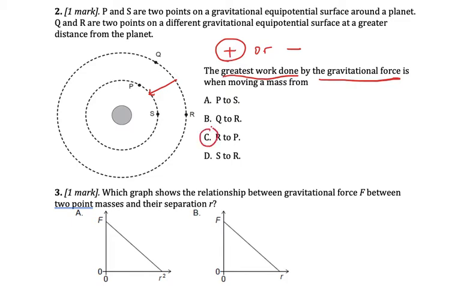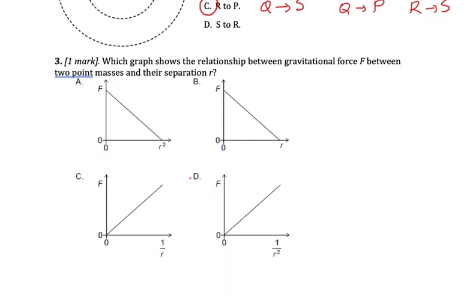Among the options, that would be C. It could have also said Q to S. It could also say Q to P, or R to P as stated here. It could also say R to S. All of those would be the correct answer if it was given like that.